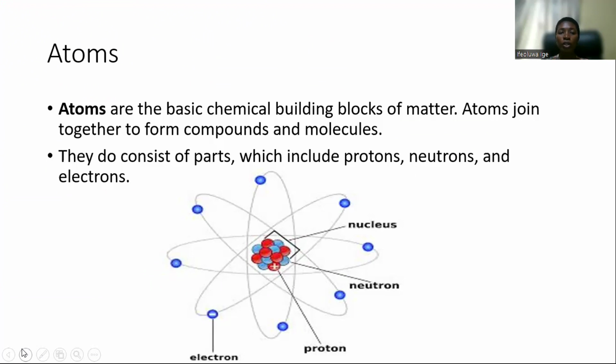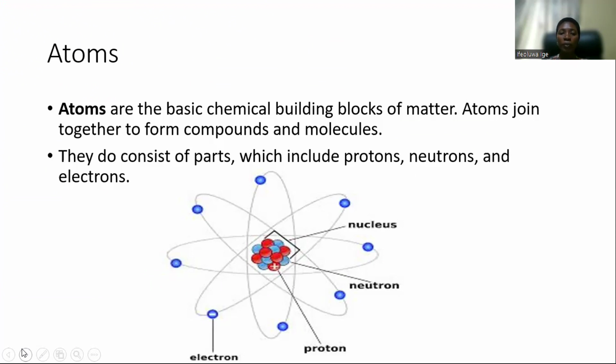Now, atoms are made up of different parts, which include the protons, the neutrons, and the electrons. From the image you are seeing on the screen, this is the image of an atom. We have the nucleus, the neutron, the proton, and the electron.